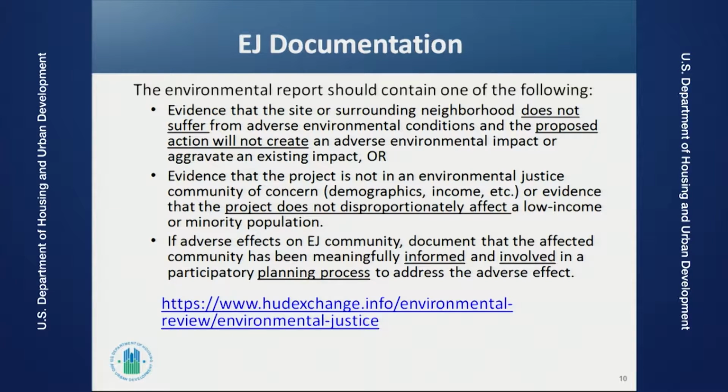And to sum up, here's the documentation you'll need for environmental justice. You'll either need evidence that this isn't an environmental justice issue because there weren't any environmental conditions that were a problem, or evidence that there's no environmental justice community that is being disproportionately affected. But if there is an environmental justice concern, you'll need documentation that the community has been informed and meaningfully involved in the planning process to address any impacts.